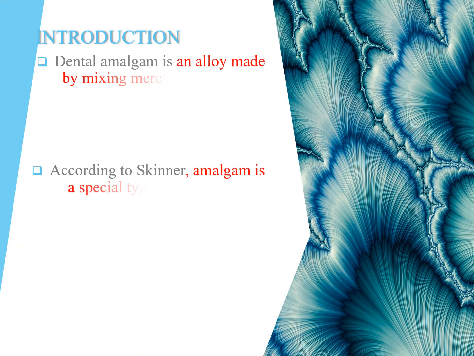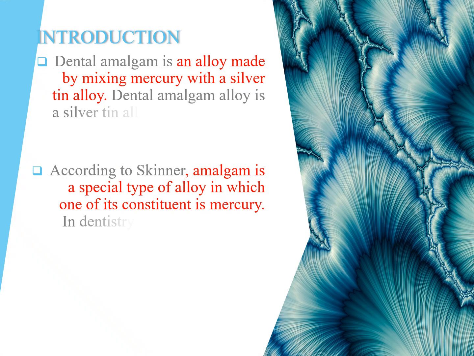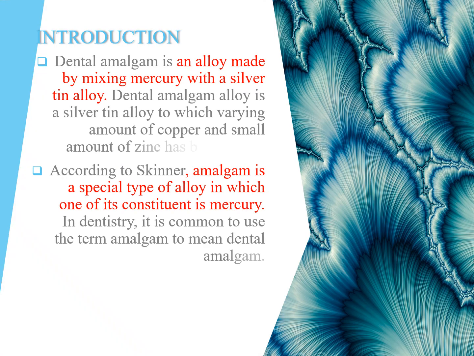Introduction. Dental amalgam is an alloy made by mixing mercury with the silver-tin alloy. And according to Skinner, amalgam is a special type of alloy in which one of its constituents is mercury.